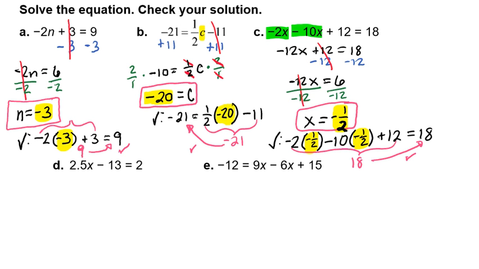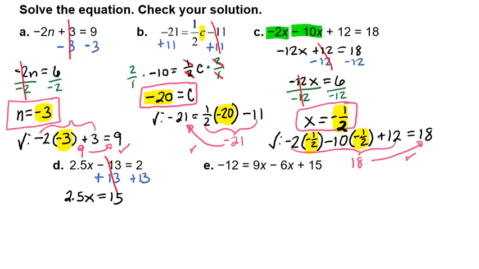This one's a little bit different because it has a decimal. Does that make it any harder? Nope, it doesn't. We're still trying to get the x by itself. So we're going to start by getting rid of the 13. We're going to add 13 to both sides, and that's the inverse operation, which zeroes out our 13. So that leaves us with 2.5x equals 15.